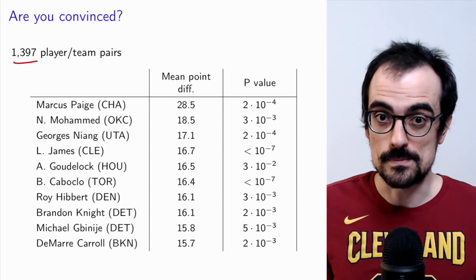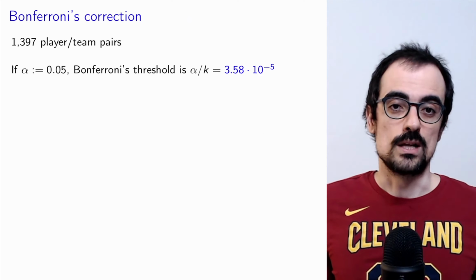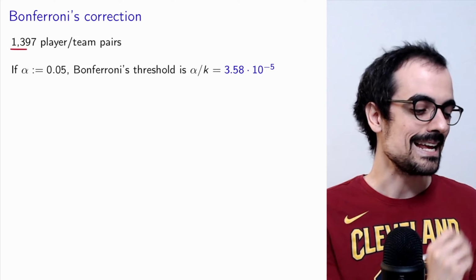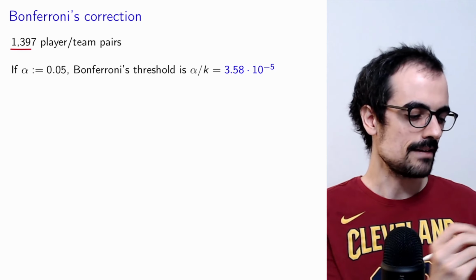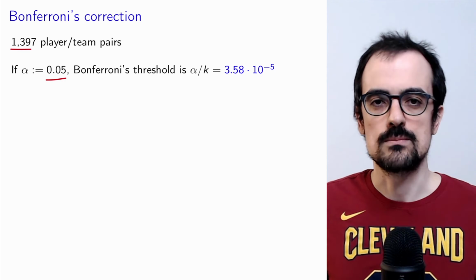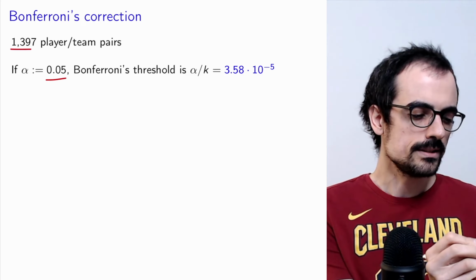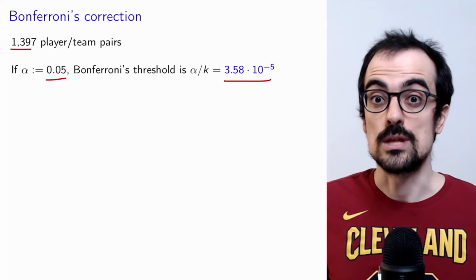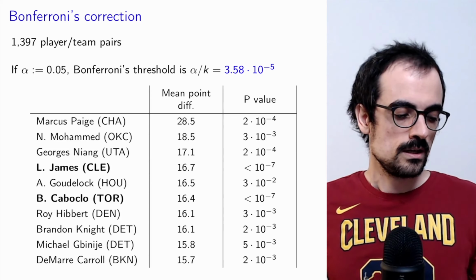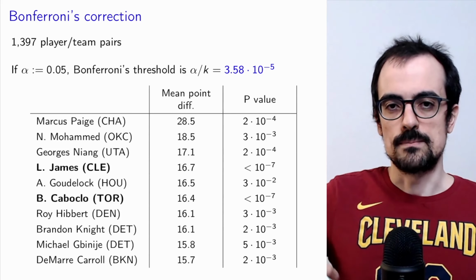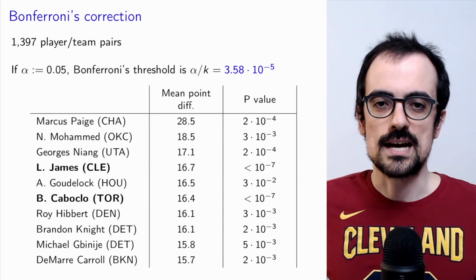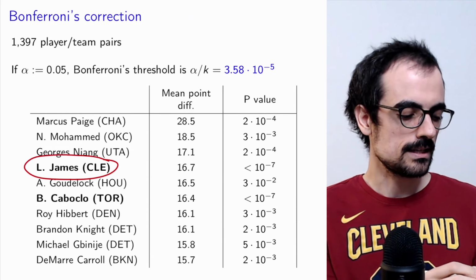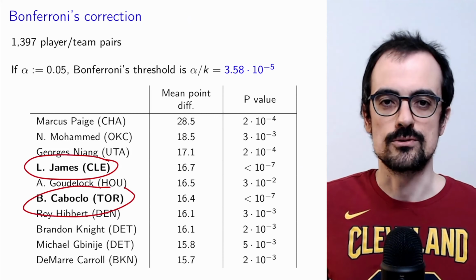So what can we do about this? Well, we can apply Bonferroni's correction. So here we have this k equal to 1,397. If we set the significance level at 5%, then Bonferroni's threshold is 3.58 times 10 to the minus 5. We go back to our list of the players that have the highest test statistics, and we realize that only 2 of them are statistically significant under Bonferroni's threshold.